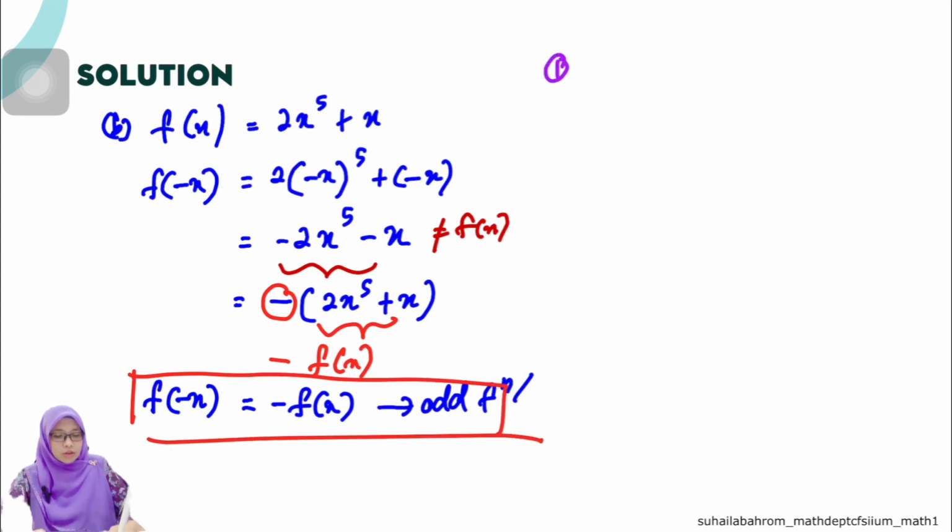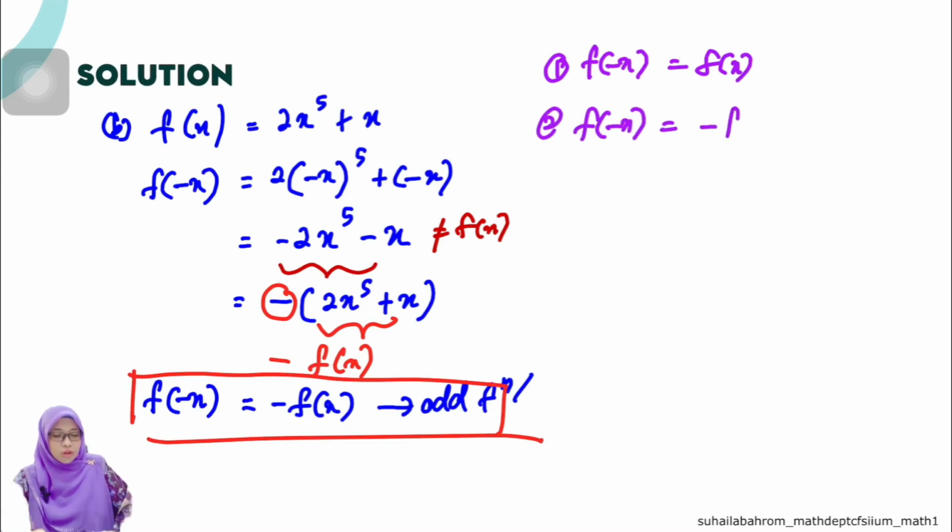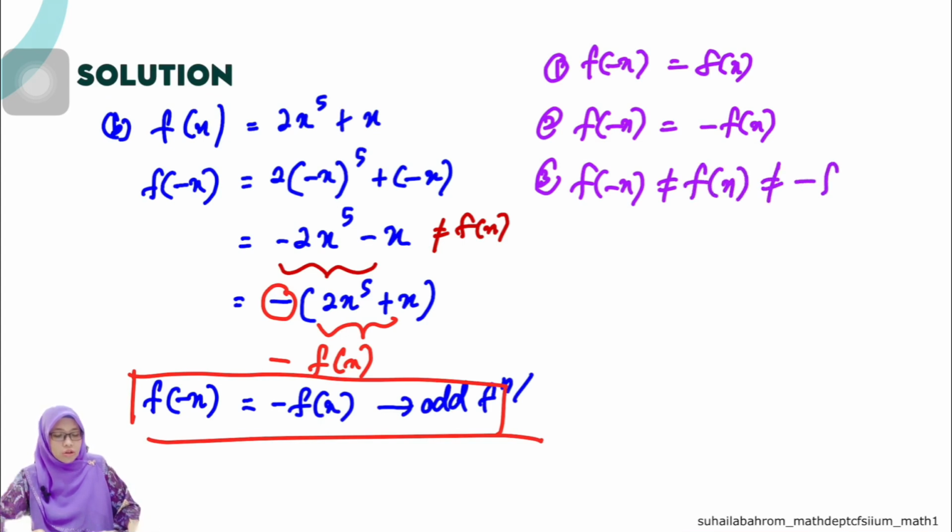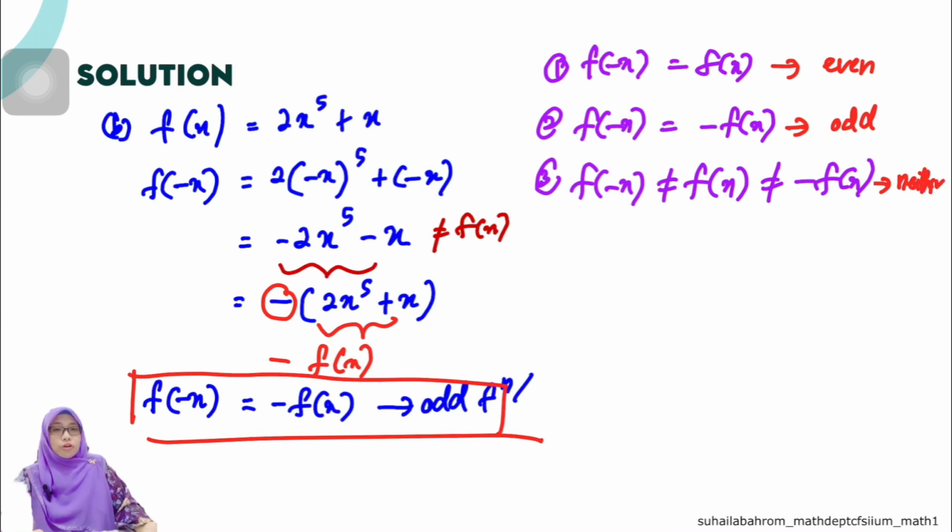So there are three possibilities when you substitute x with the negative x. Whether you get equivalent to f(x), or whether you get equivalent to negative f(x) when you factor out the negative, or f(negative x) is not equivalent to f(x) and also not equivalent to negative f(x). For the first situation, we can say that the function is an even function. For the second situation, it is an odd function. For the third situation, it is neither an even nor an odd function.